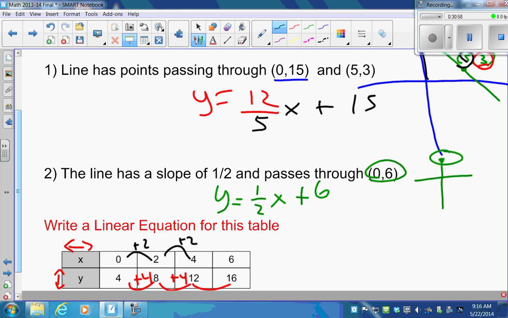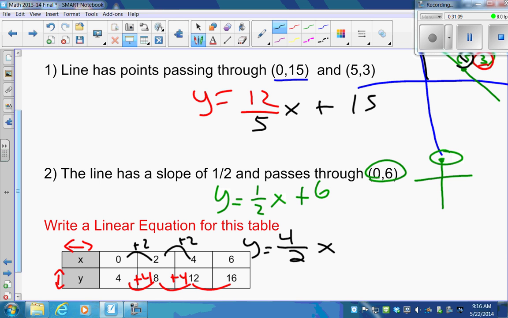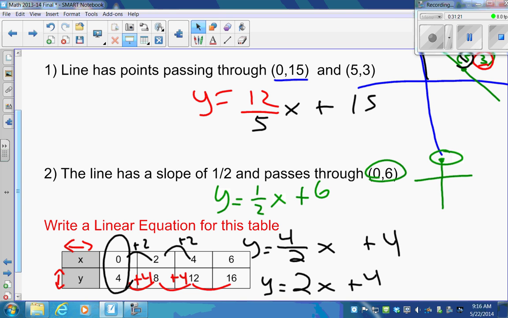So my rise goes on top. So actually my y goes on top. So 4 goes on top, 2 goes on the bottom. X goes next to slope. And my y-intercept is where the x is 0. That's 4. When I simplify it, I have y equals 4 over 2, which is 2x plus 4. That is how I do those.